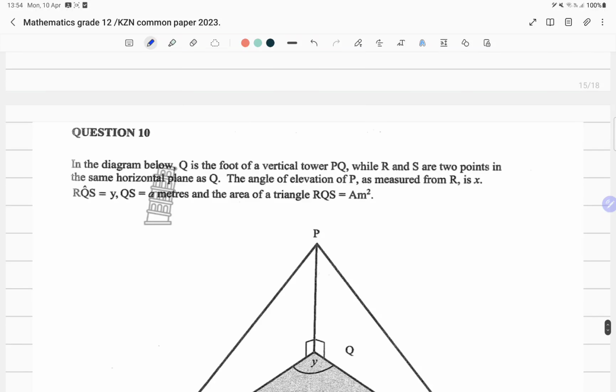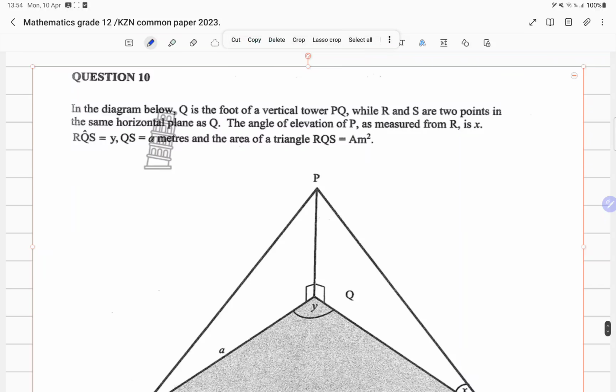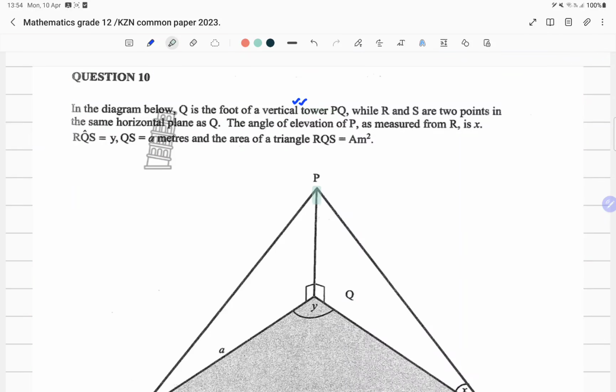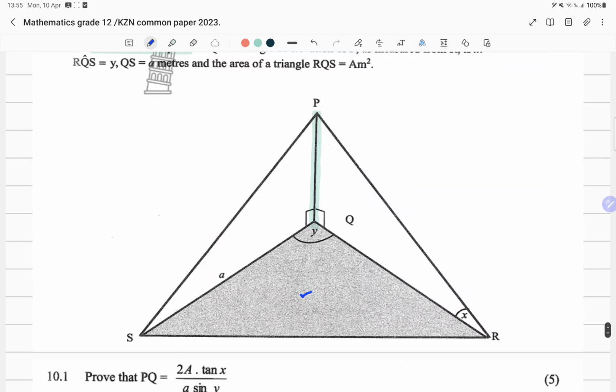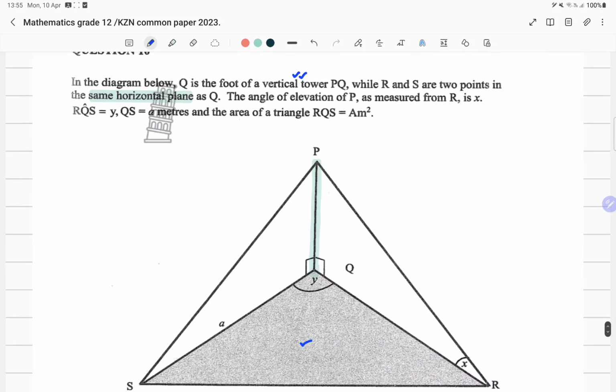I already took longer than I wanted to. In the diagram below, Q is the foot of a vertical tower, PQ. There's our vertical tower right here. And we're told that R and S are two points in the same horizontal plane. Usually we'll see that by the shading. Once a particular area is shaded, it almost always represents the horizontal plane.